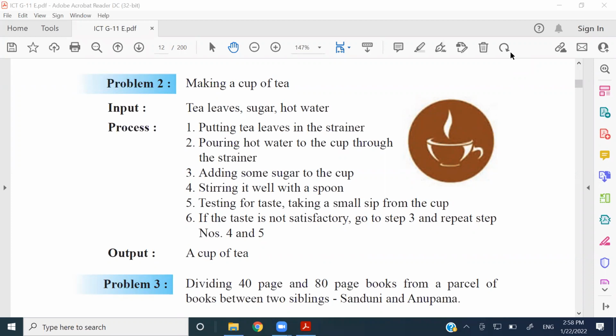And this has something new. Testing for taste, taking a small sip from the cup. If the taste is not satisfactory, go to step 3, repeat steps 4 and 5. Right? So here, some particular steps can be repeated.